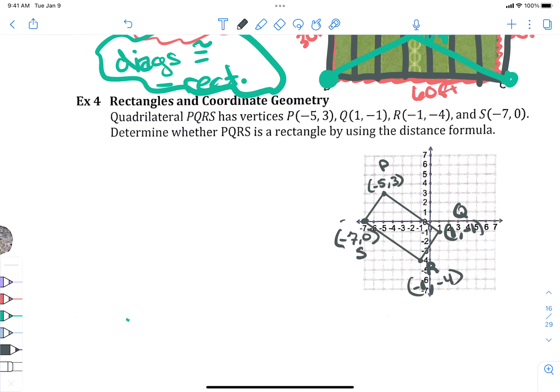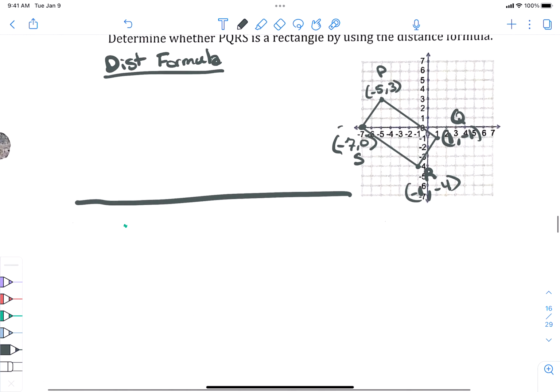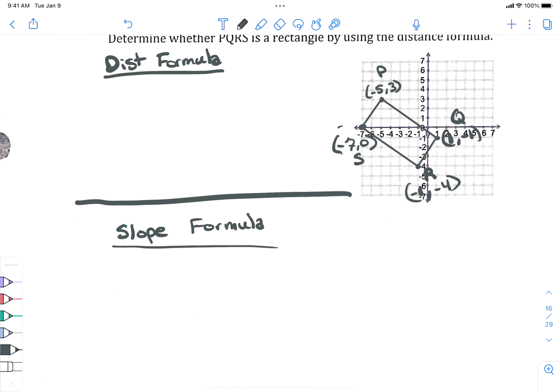Okay, and they're asking us to determine whether it's a rectangle using the distance formula. And then, in addition to the distance formula, what we're going to do is one more thing, because I know they're going to ask you on your homework assignment. We're going to talk through the slope formula, because the slope formula is actually a little bit easier. Luke was actually kind of going through this morning in his head. I'll show you why here in a second.